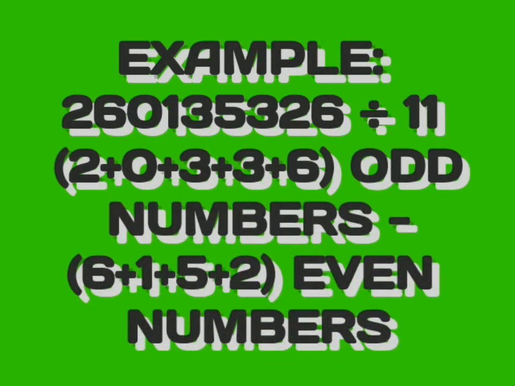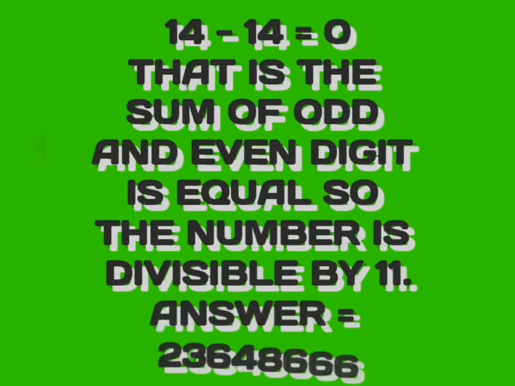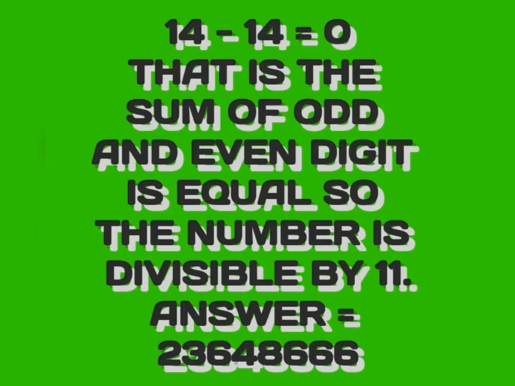Now, if for instance you have a question like this given to you, 2, 6, 0, 1, 3, 5, 3, 2, 6 divided by 11. Add the odd place values together, which are 2, 0, 3, 3, 6. And the even place values you have 6, 1, 5, 2. By the time you add them together, you end up having 14 minus 14.